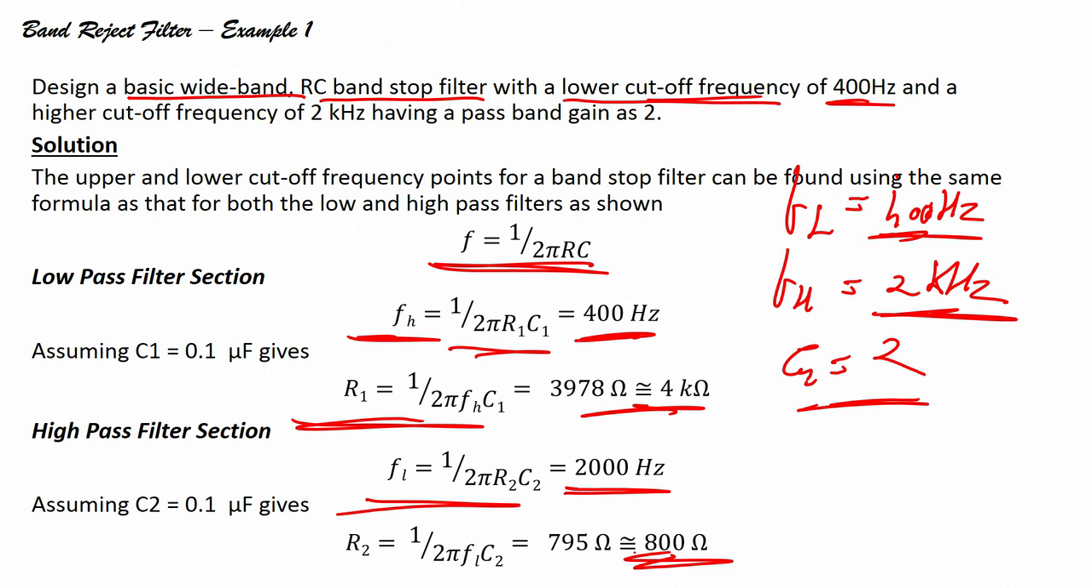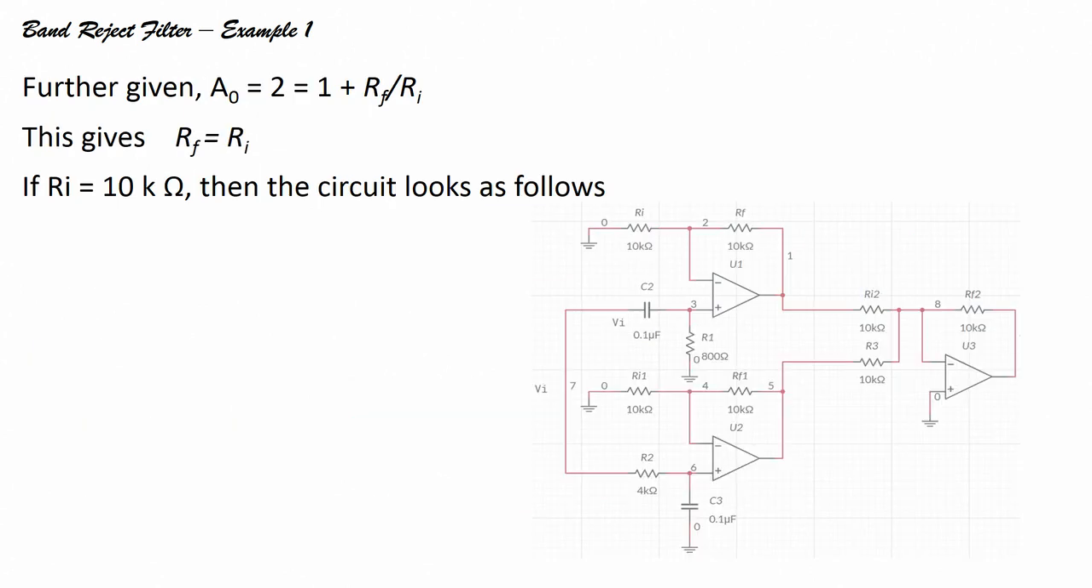So, we have found the value of R1, we have found the value of R2, and we already know the value of C1 and the value of C2. Do we know it? Yes, we know it, right? If I keep the values of C1 and C2, I can find the values of R1 and R2. I know FH and FL, then I can design the band stop filter.